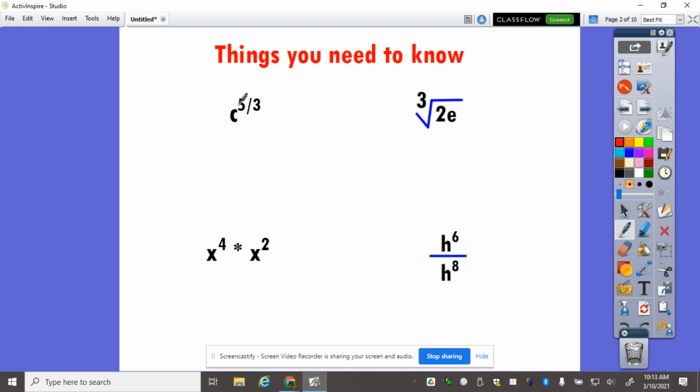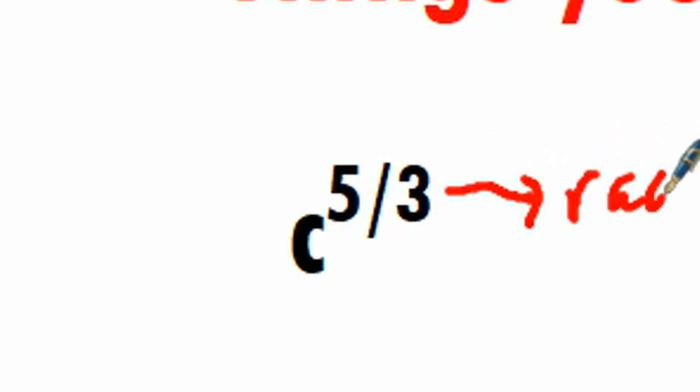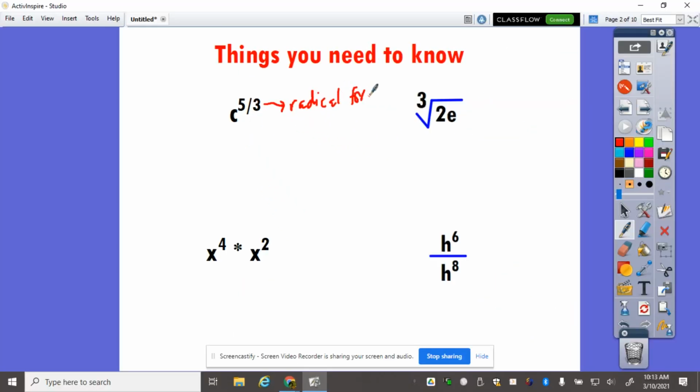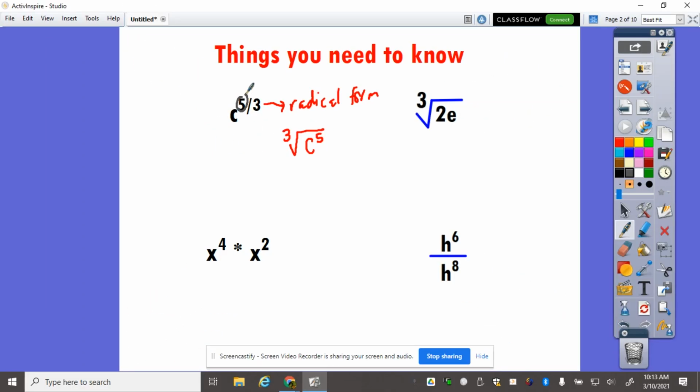Okay, you need to know that c to the 5/3 is an exponential form, and you need to convert this to radical form. To convert this to radical form, it will become cube root of c to the 5th power. And how does it work? This is a review. The 5 power there remains with the c, but the denominator is your index. So that's how you convert an exponential form to radical form.